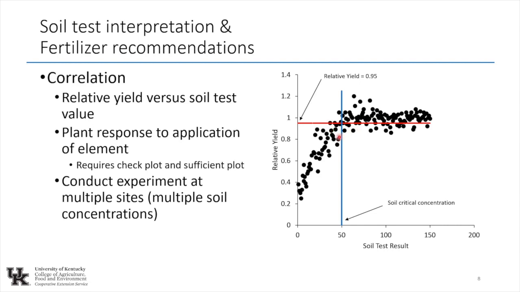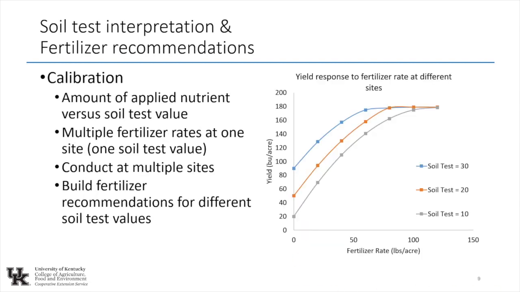Really, it's a range because there's a ton of variability in this data. At any given point, you can get a large range of relative yields. But on average, above that critical concentration, we don't expect response to fertilizer. And at a soil test below that, we do. So what's calibration? Calibration is the next step.